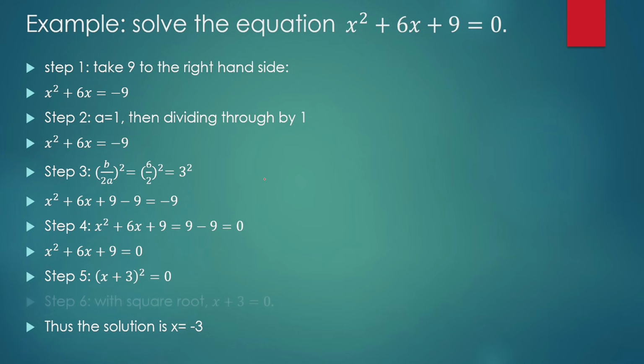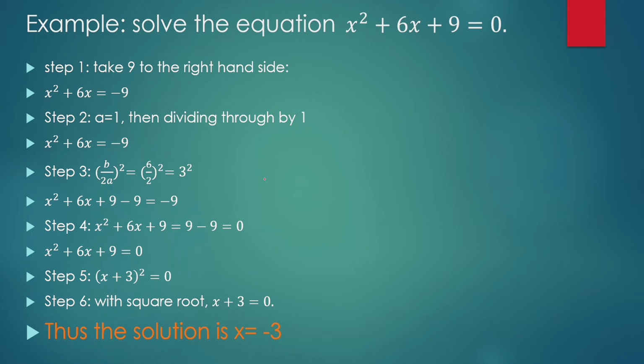So the next one is just a matter of taking the square root. If we take the square root, the 2 will cancel, and then we remain with x plus 3 is equal to 0, and then we have the final answer as x is equal to minus 3. This is the best method because it gives all the details that we need in solving all the quadratic equations.